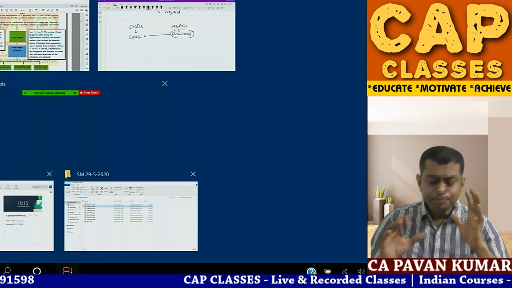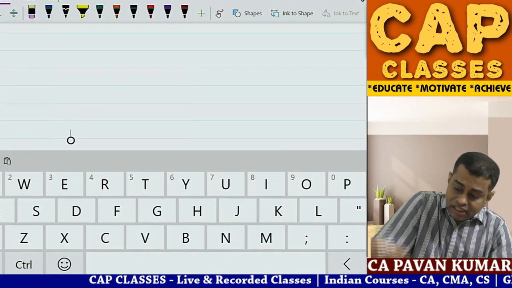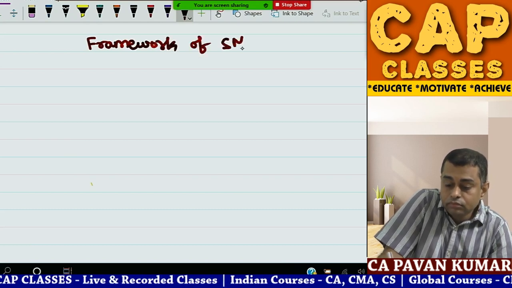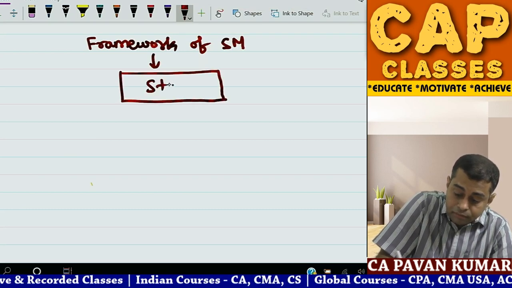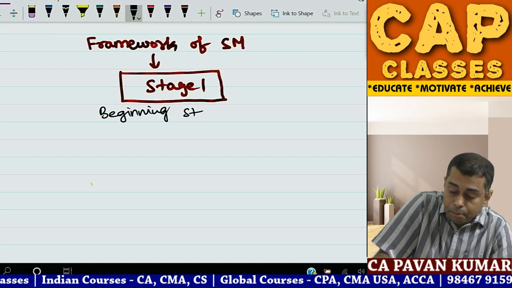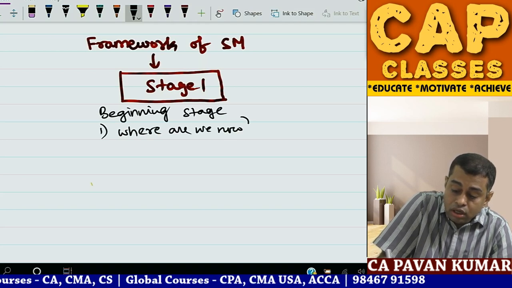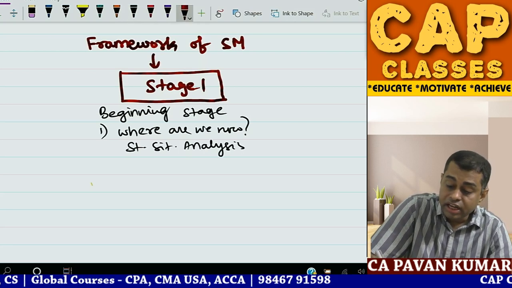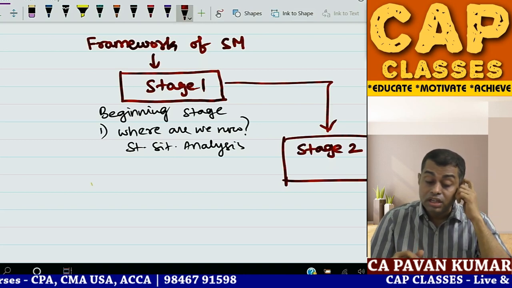Okay, now look here. In the framework of strategic management, whatever I am explaining is relevant for both old syllabus and new syllabus. So this is called framework of strategic management. There are 5 stages. This is stage 1, called the beginning stage. Here you will ask the question, where are we now? This is also called strategic situational analysis. It leads to stage 2.